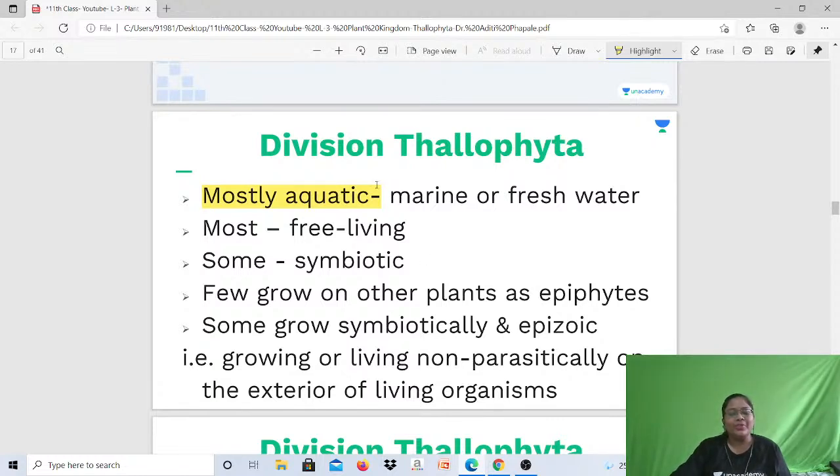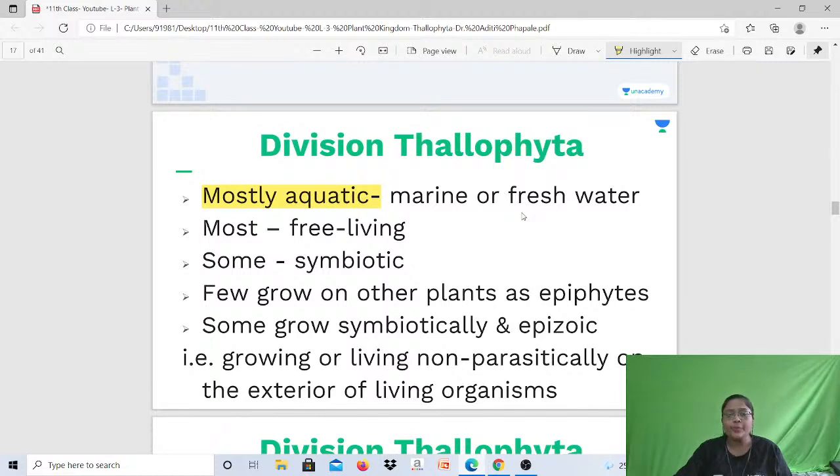Okay, chalo. So, let's see the characteristics of plants that belong to this kingdom, Thallophyta. These are mostly aquatic. That means they live in water. They are marine or fresh water. Some of them live in marine water. Marine water matlab salty water, oceans, seas, etc. And some of them also live in fresh water.